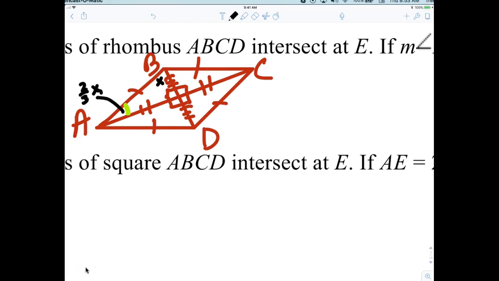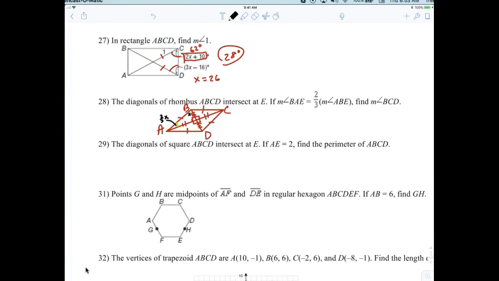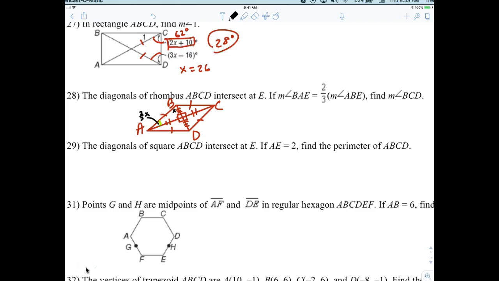Or I like to label things so it makes sense. Or I'm not sure that's accurate. It says, find the measure of BCD. Okay, I think we can do that.